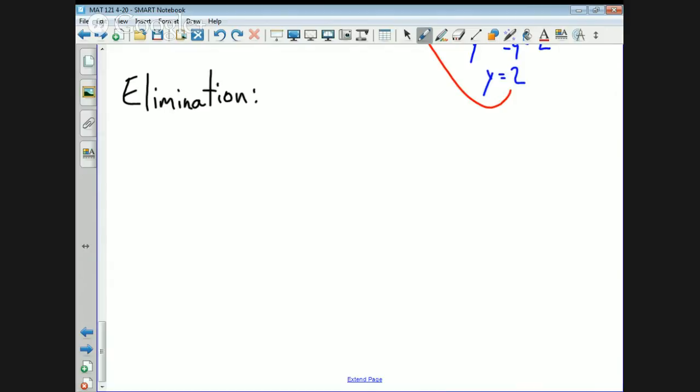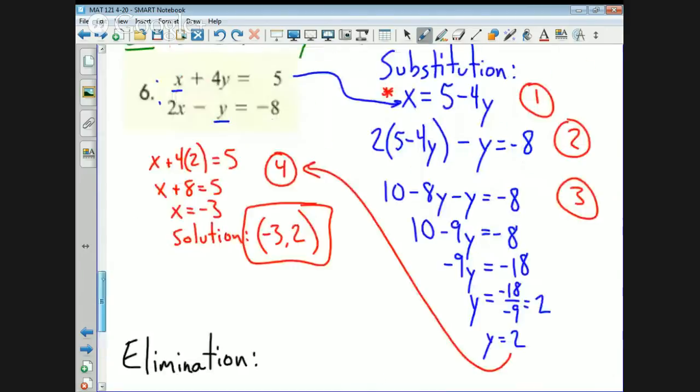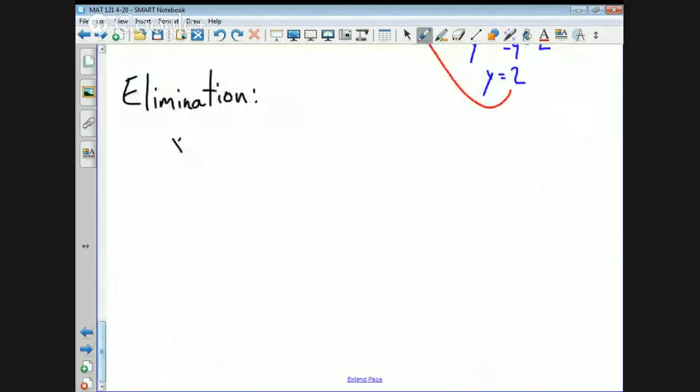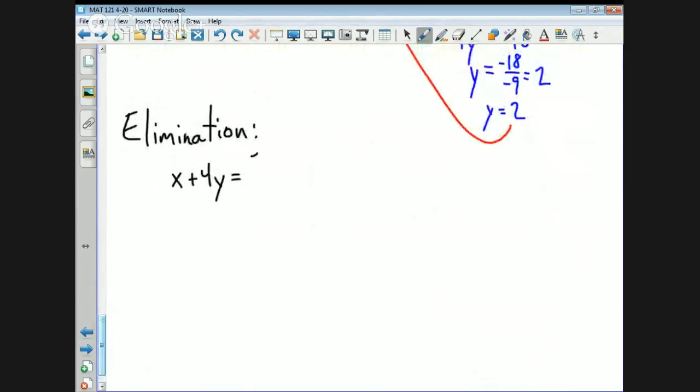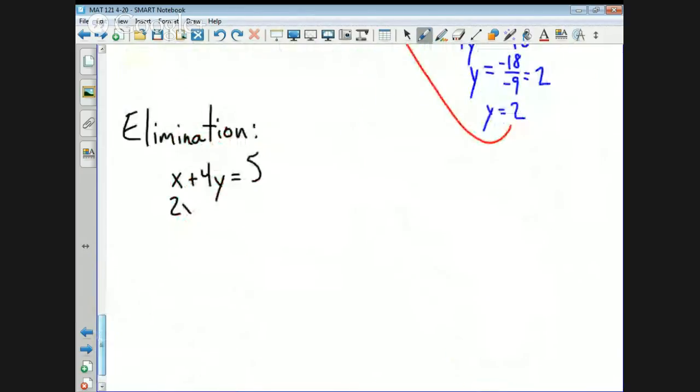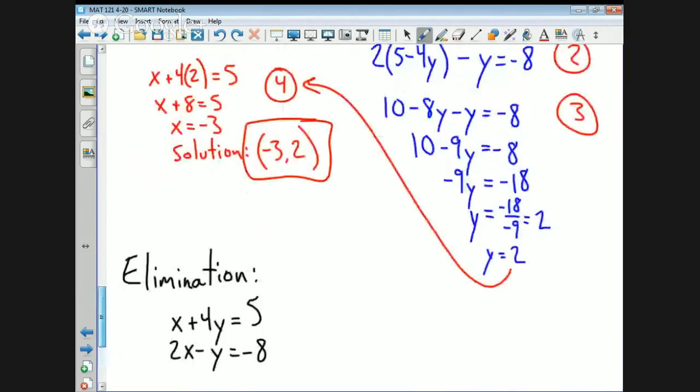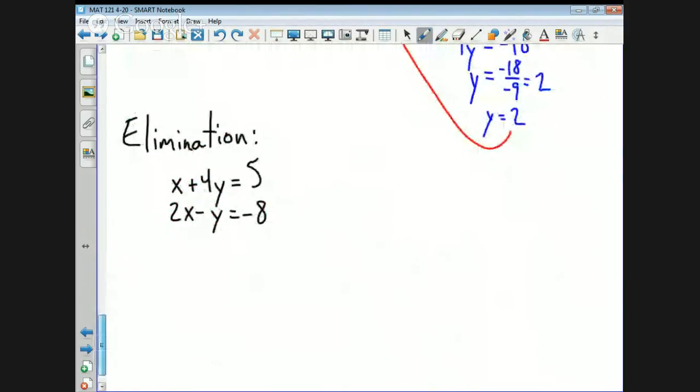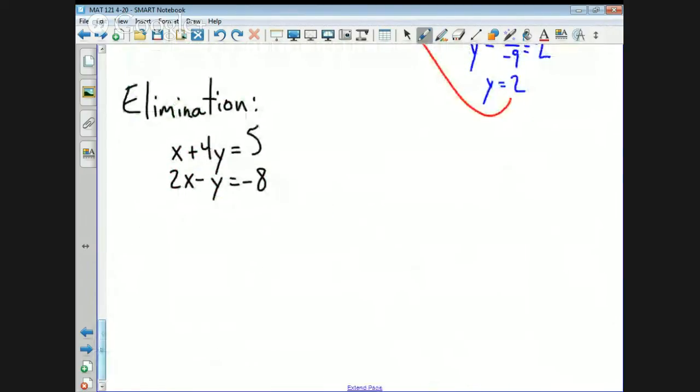So first thing I'm going to do is write this system again, and make sure I got that good. x plus 4y equals 5, and 2x minus y equals -8. Just double check here because that's the number one place where I see people go wrong on these, other than math, is they didn't copy the equation down right. So we got x plus 4y equals 5, and then 2x minus y equals -8.